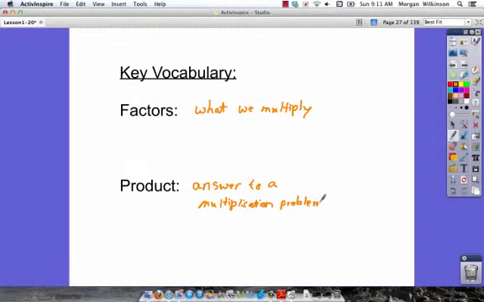Let's say we have 9 times 3. 9 times 3 is 27. So 9 and 3 must be the factors, and 27 must be the product. If we look at that, factors, what we multiply, the 9 and the 3, those are the factors, and the product, well, the product is the answer. So the product of 9 and 3 would have to be 27.